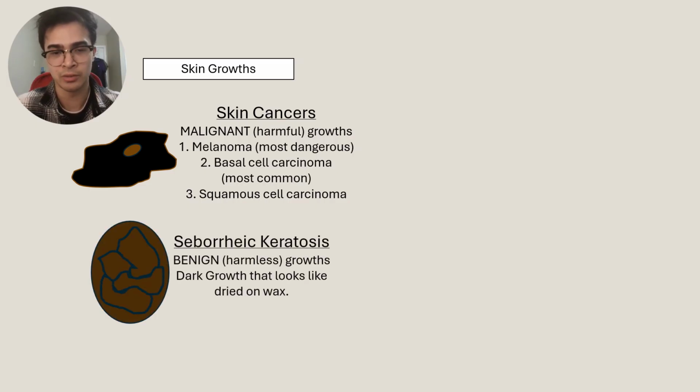Our second skin growth is benign and harmless, and that's called seborrheic keratosis. This condition looks like a piece of dark wax melted on a person's skin and dried. And it's caused by excessive growth of skin cells.